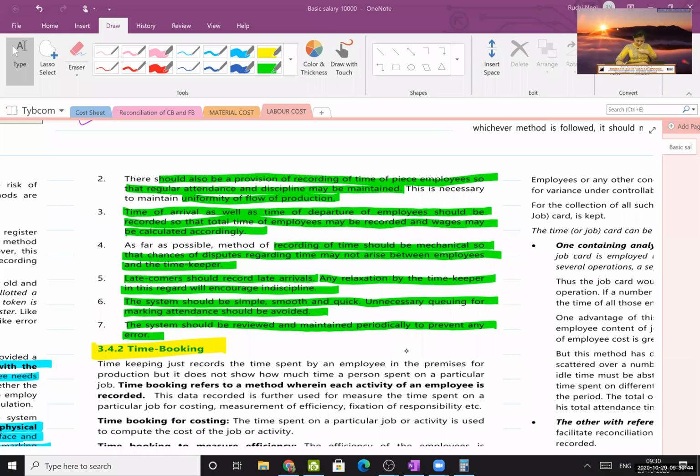Hello. Did you all go through the green highlighted part? Yeah. Is it clear? What did I just say?